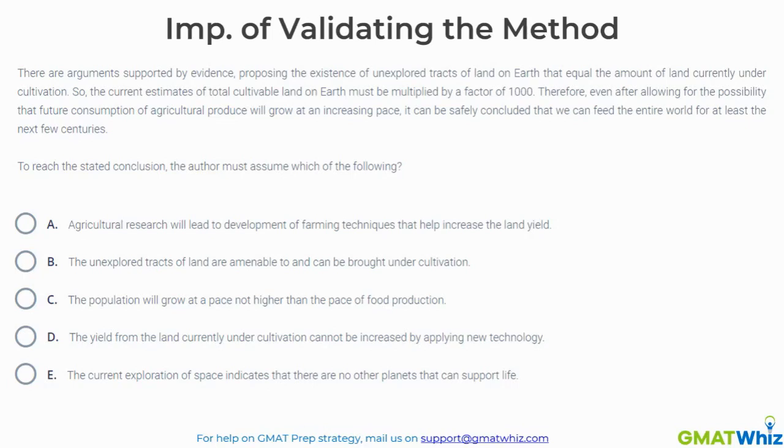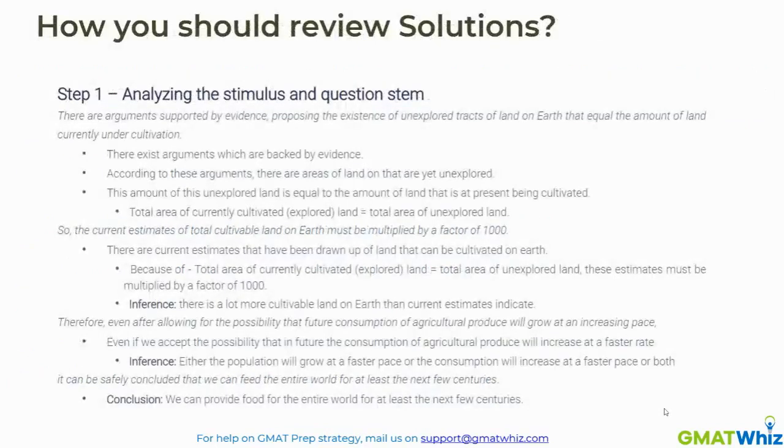Okay, so let's get started with the solution analysis that I was telling you earlier, guys. So basically, how do you review a solution? When you see the solution, let's say there were these 4 sentences that you saw. You should ask yourself, okay, when I read this first sentence, and only the first sentence, not the entire argument, what is it that I understood from it? Did I actually think in this fashion that there exist arguments which are backed by evidence? Did I think that according to this argument, there are areas of land that are yet unexplored? Did I think that this amount of unexplored land is equal to the amount of land that is at present being cultivated, and did I come to this final understanding? This is how you should analyze that. When I read the first line, did I actually think in this fashion? That is something which is important.